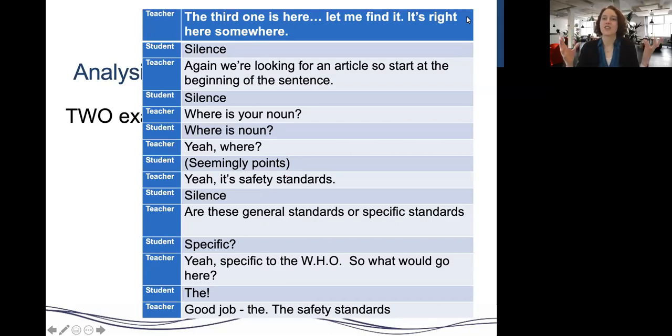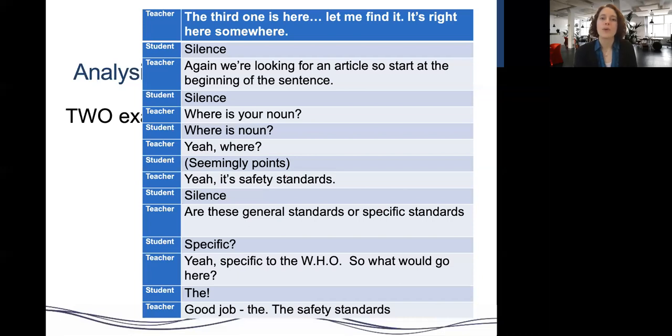At the top, we've got the teacher going, all right, you've got a problem here in, I think it was line 3. And the student says nothing. So the teacher starts to give a hint. All right, we're looking for an article, we're narrowing that field of focus. Start at the beginning of the sentence. Silence. So the teacher becomes really specific with that clue. Where is your noun? And here the student repeats, where is noun? Yeah, where? And it seems that the student points because the teacher says, yeah, that's right, safety standards, and waits for the student to do something with that.